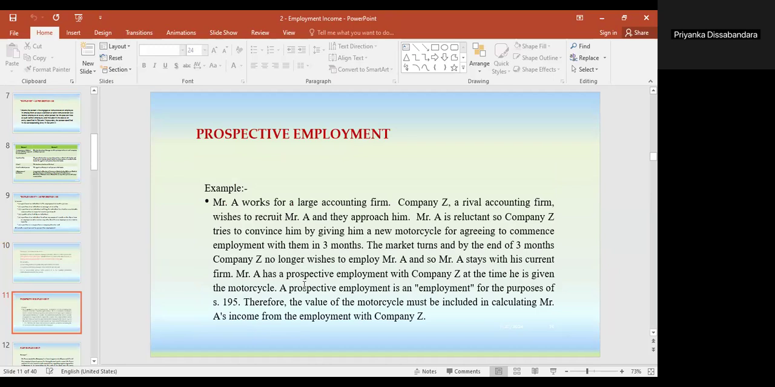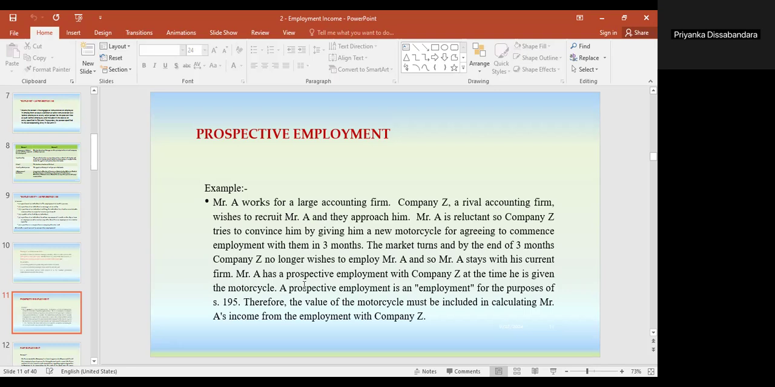So, in the definition of employment, it said the present, past, and prospective employment. Past employment means we employed in past periods. The prospective employment means we are going to employ, that means in future. This is an example. Suppose there is a person, Mr. A.